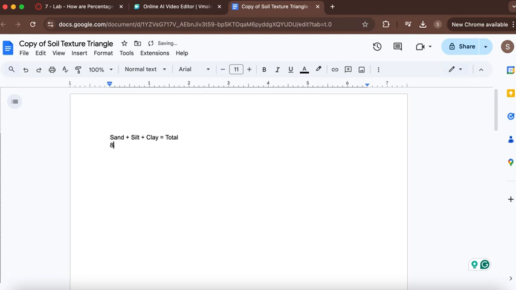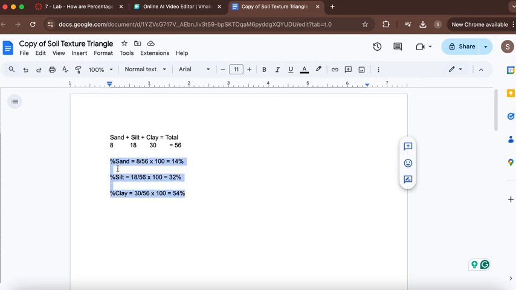So there was 8 millimeters of sand, and then there's 18 millimeters of silt, and then there's 30 millimeters of clay. So that then comes out to equal 56 millimeters. As you see here, the calculations, so the percent sand, percent silt, and percent clay, I got that by taking the amount of millimeters divided by the total and multiply that by 100, because the percentages will all add up to 100% here. So you got 14% sand, 32% silt, and 54% clay.